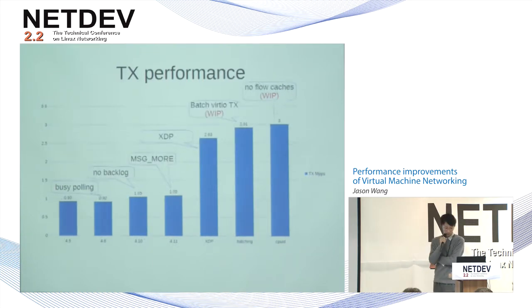So for TX, XDP still helps a lot. After using XDP, the performance boost goes from around 1 to about 2.6. And if we do something like batching or bypass the flow caches, we can get about 3 million TX PPS. So that looks very good.